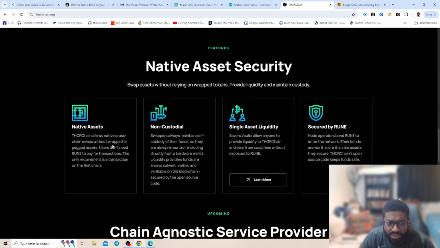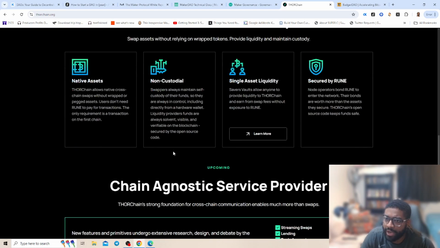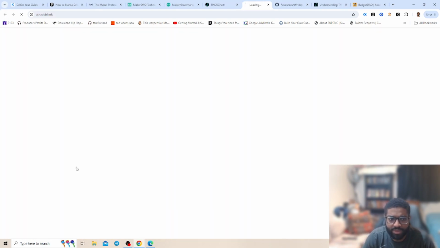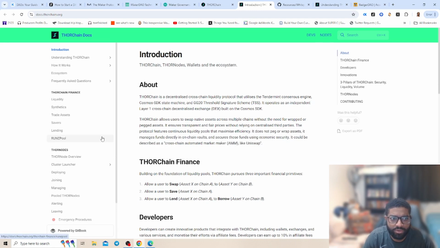So native asset security. Thorchain allows native cross-chain swaps without wrapped or pegged assets. Users don't need Rune to pay for transactions. The only requirement is a transaction on the first chain. Swappers always maintain self-custody of their funds, so they're always in control. Single asset liquidity and secured by Rune. Node operators bond Rune to enter the network. Their bonds are worth more than the assets they secure. Thorchain's open source code keeps the funds safe. We'll see if we can look into some of the documentation and actually just go through and read.